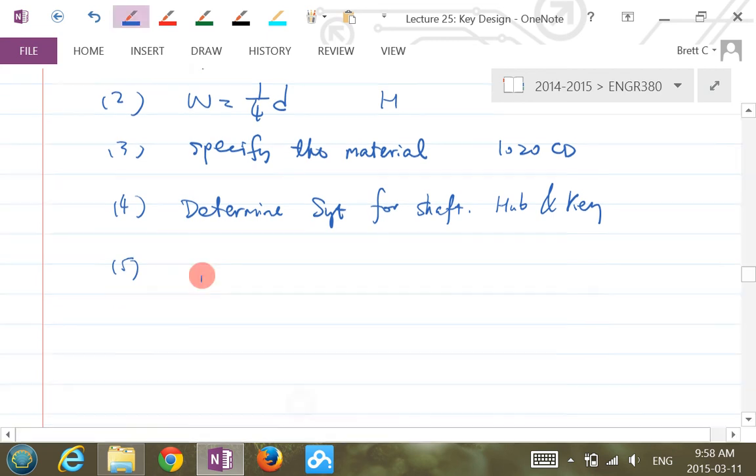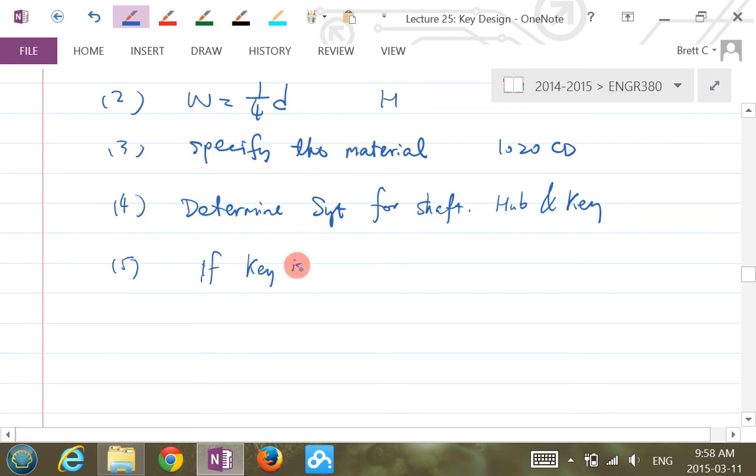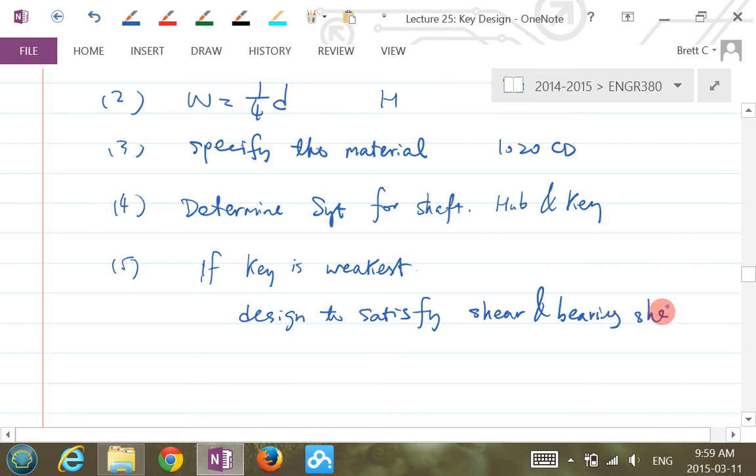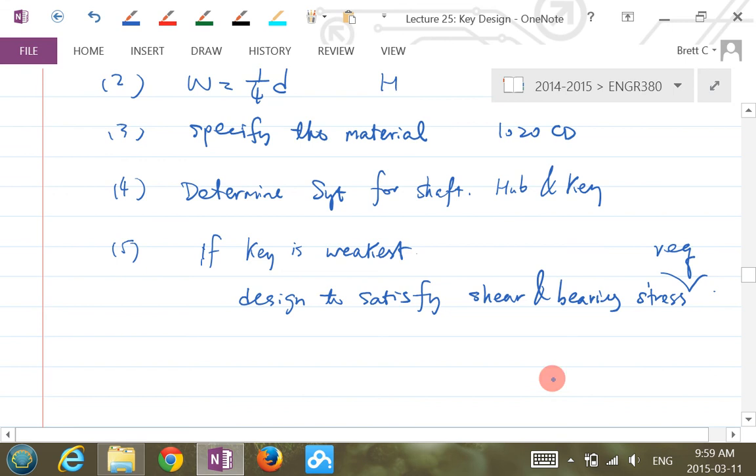Next, you design the key. If the key is the weakest, then you complete the key design according to what we said: you design to satisfy the two different stress conditions, the shear stress and the bearing stress requirements. Because the key is the weakest, when you design you are using the key's SYT.